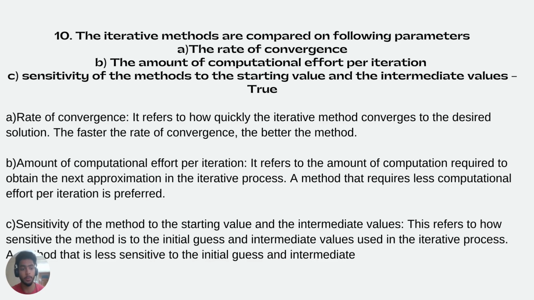Then sensitivity of the methods to the starting values and the intermediate values. This refers to how the method depends on the initial guess and intermediate values used in the iterative process. Methods that are less sensitive to the initial guess and intermediate values are better.